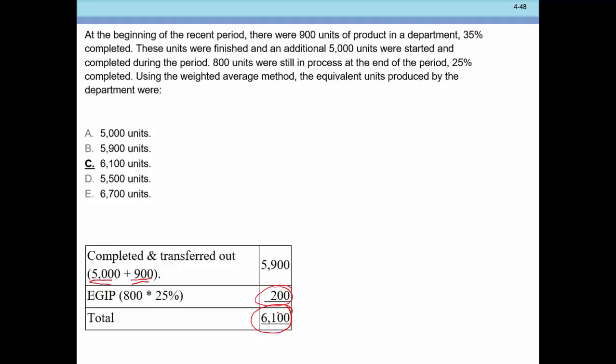Okay, so this question you have to read a little bit differently in that they tell me 900 units of product were there at the beginning of the period. They were finished, and then an additional 5,000 units were started and completed. So that word additional is doing a lot of heavy lifting there, isn't it? If they just said the units started and completed, then we would have known that that included the beginning inventory. But because they said additional, you had to add those two together to get the total units that were started and completed for the period. And once you got to that, then you could just do your equivalent unit calculation the way we did. Okay, so that problem was a little bit different.